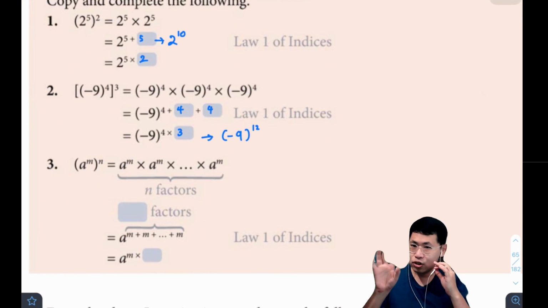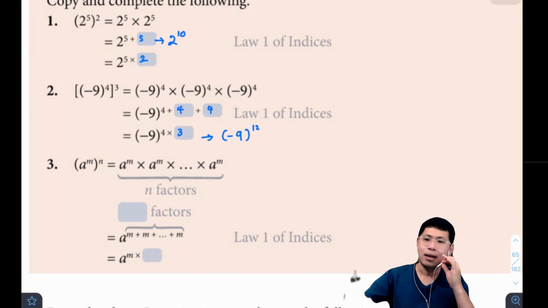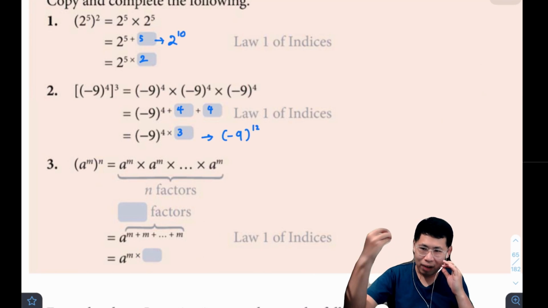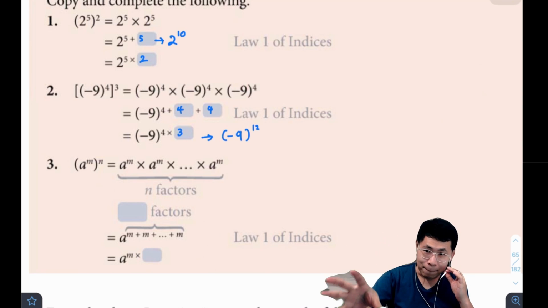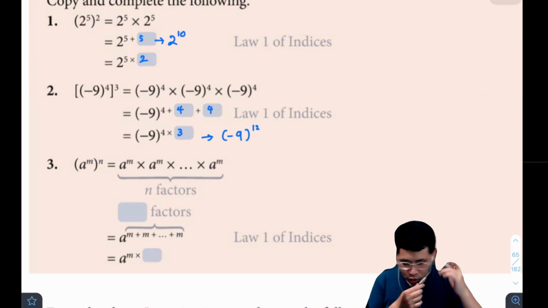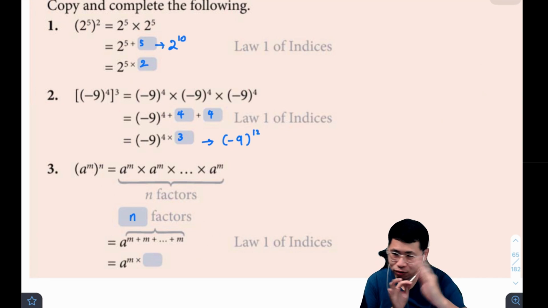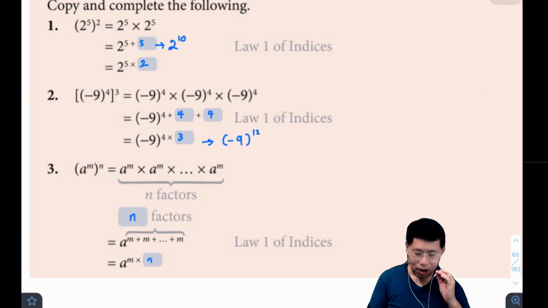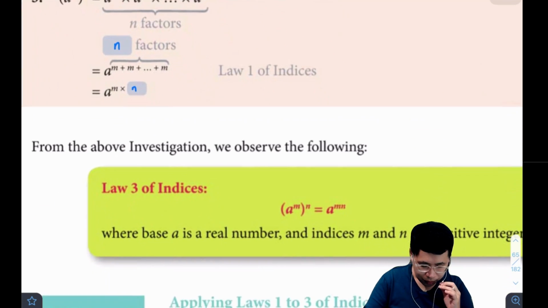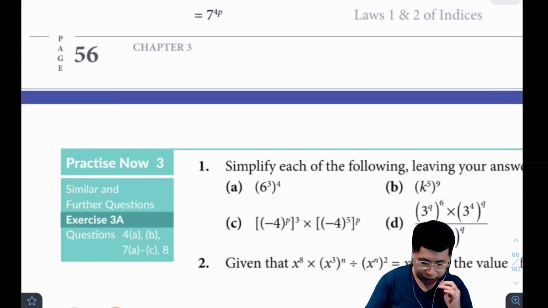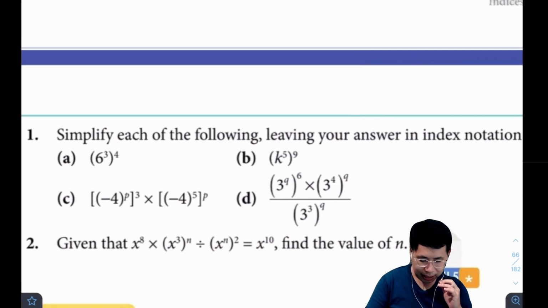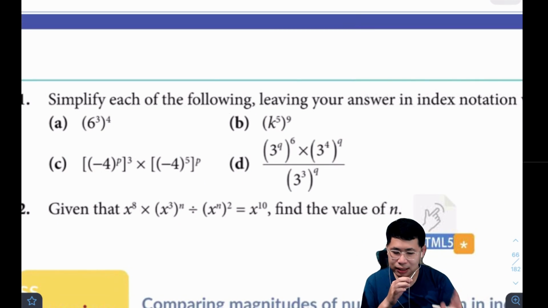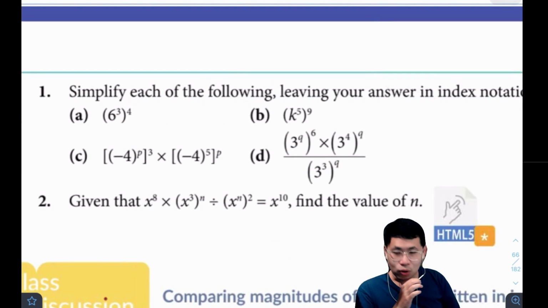Okay, so let us look at the general law. Now a to the power of m raised to the power of n, so we have a to the power of m times a to the power of m, and a to the power of m, and we have n times over there. So we have n times of the m, so it is just m times n, just like that. Alright, without further ado, we go on to our practice now. Let us try to evaluate and simplify all of this nicely, and leave our answer in index notation.